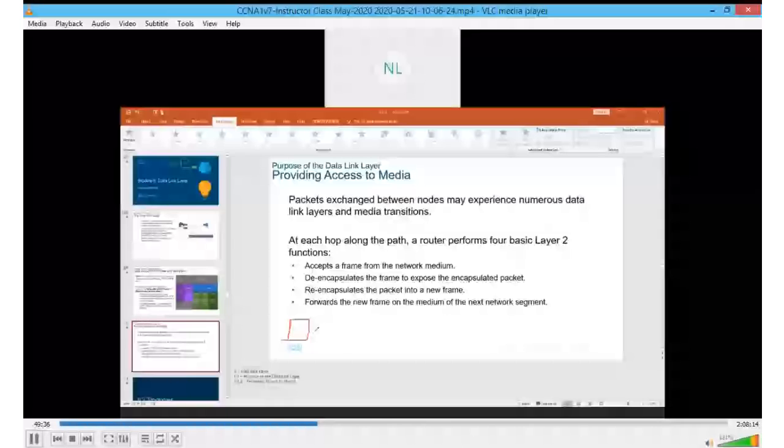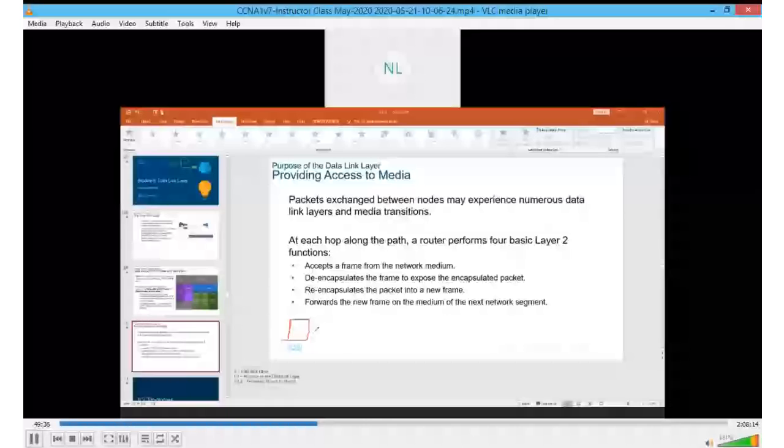Now, in the process of decapsulation and re-encapsulation, let's say this connection is copper and this connection is fiber. This uses electrical signals, and this uses light pulses, different technology. So when this device receives it using copper technology, it will have to encapsulate it using fiber technology, because the link that leads to the destination is fiber.